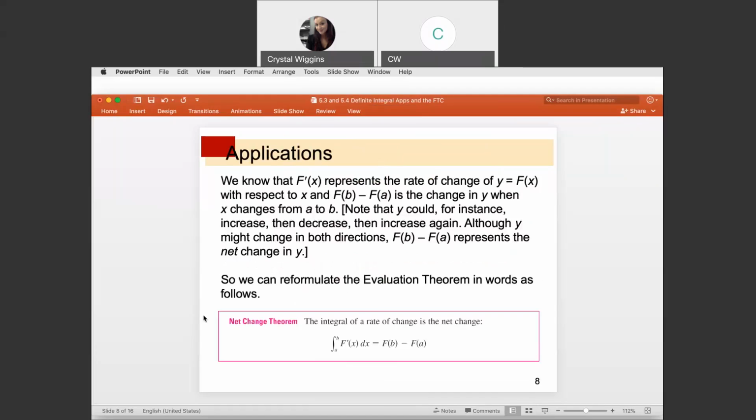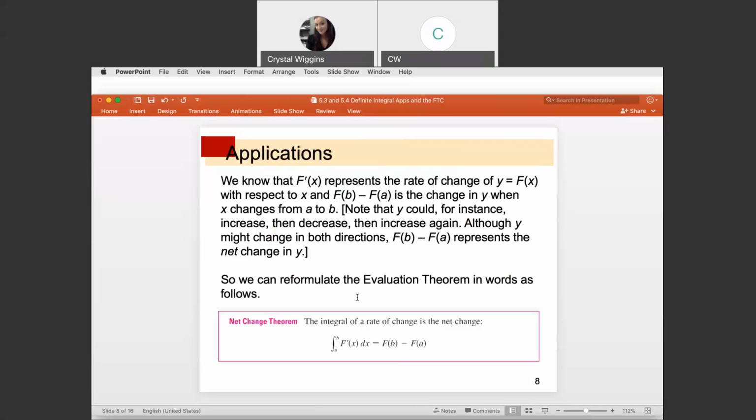So we know that the derivative of f of x represents the rate of change of y equals f of x with respect to x. And f of b minus f of a is the change in y when x changes from a to b. Sounds very similar to a slope formula, and it should, because everything is about a rate of change. Note that y could, for instance, increase, then decrease, then increase again, so y might change in both directions.